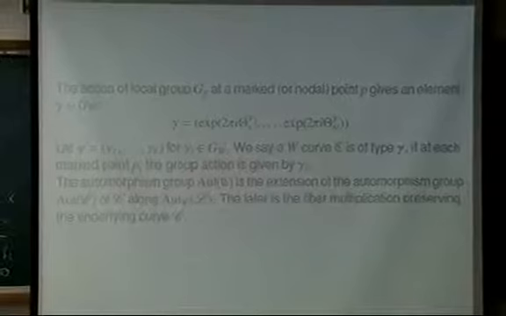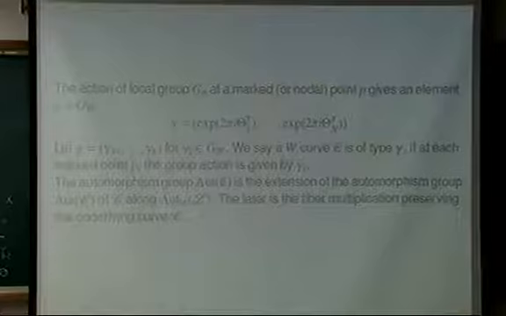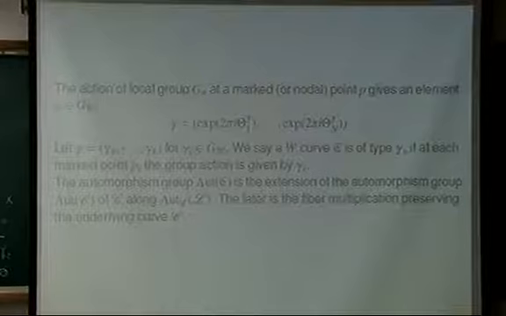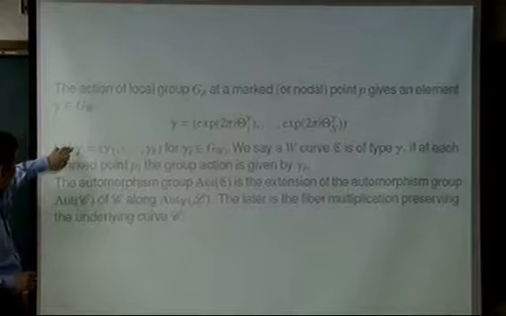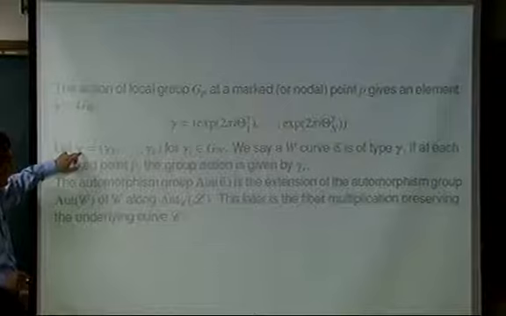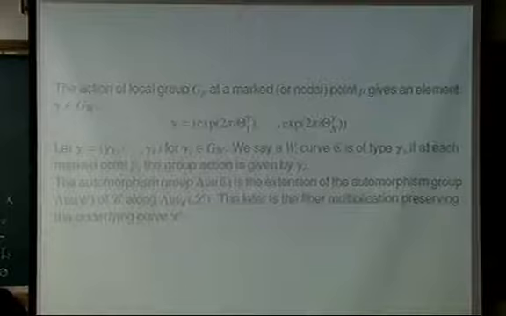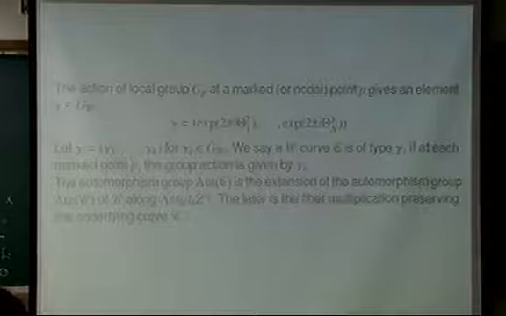So the action of a local group G_p at the marked or node point p gives an element in the maximal symmetry group. Since we have k marked points, we get k elements in G_W, and we write this as a vector gamma. So gamma is the tuple of k group elements. We say a W curve C is of type gamma if at each marked point p_i, the group action is given by gamma_i. So this fixes the group action.